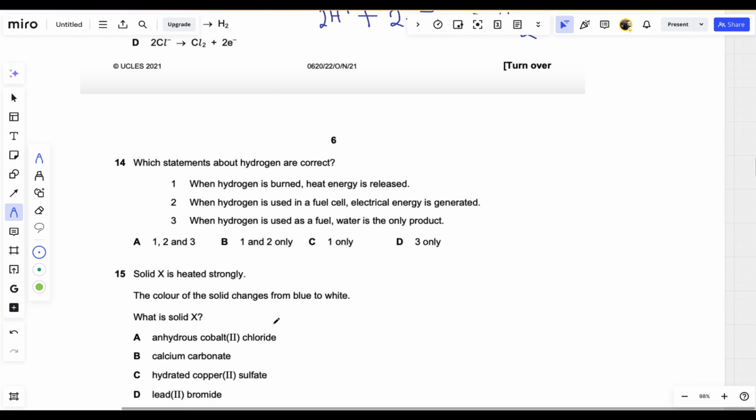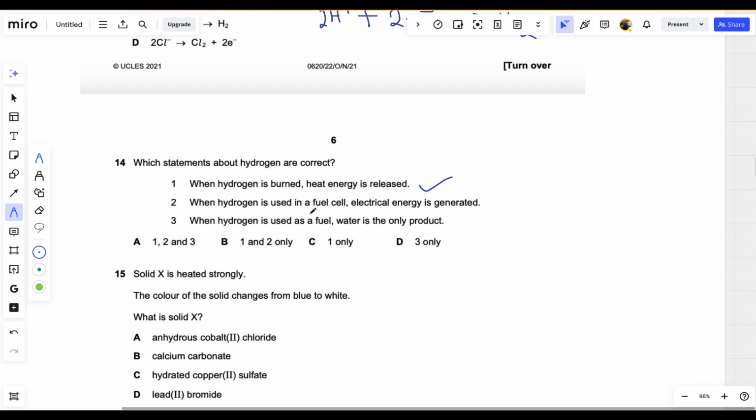Question 14 is which statements about hydrogen are correct? Which one is correct for hydrogen? When hydrogen is burned, heat energy is released. Yes, right? Because it's used as fuel. Hydrogen can be used as fuel. You remember that. Okay, heat will be released.